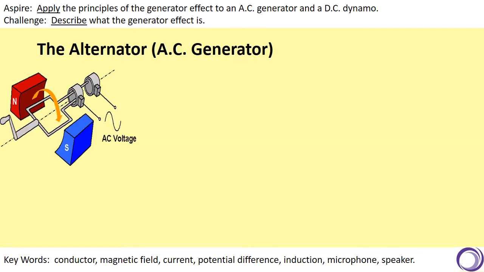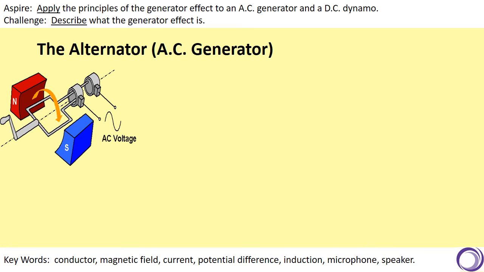Hopefully now you can describe what the generator effect is. So we need to apply the generator effect, and first of all we're going to apply it to an AC generator. Another word for an AC generator is an alternator. Luckily the word alternator begins with an A, so if you can remember, alternator is AC, and then in a couple of minutes we'll look at a dynamo which is generating DC.